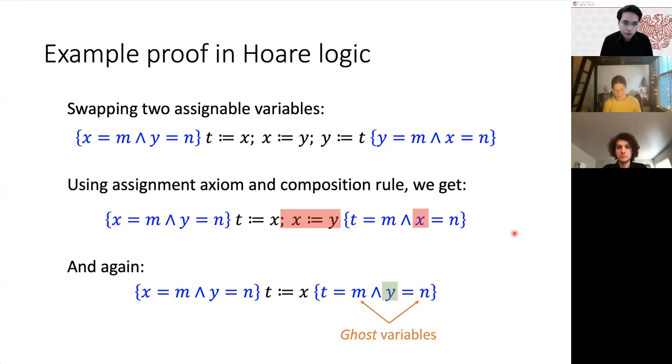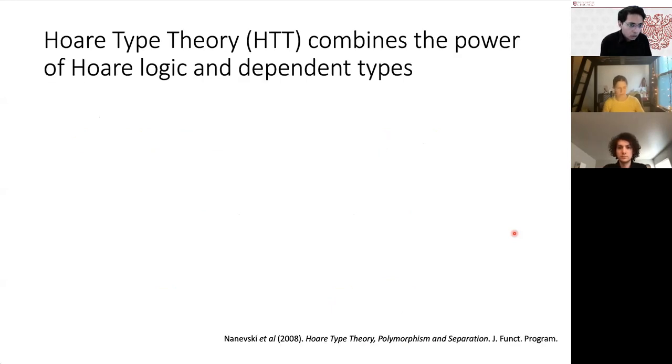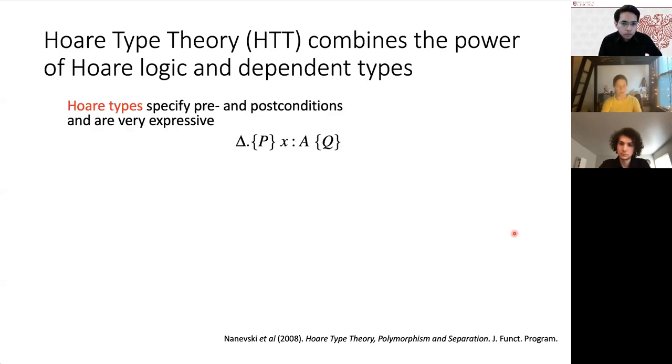So this is where Hoare type theory comes in, which combines the power of Hoare logic with something called dependent types, which are able to express a lot. Before I go there, this work on Hoare type theory was done in the late 2000s, primarily led by Aleksandar Nanevski and his group. So let's look at a Hoare triple, but written as a Hoare type.